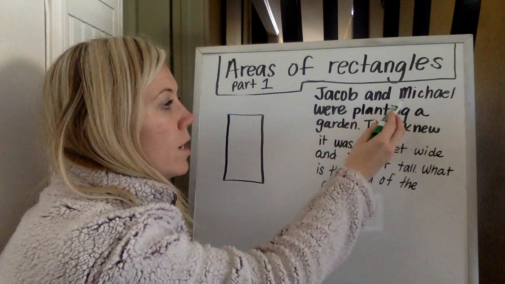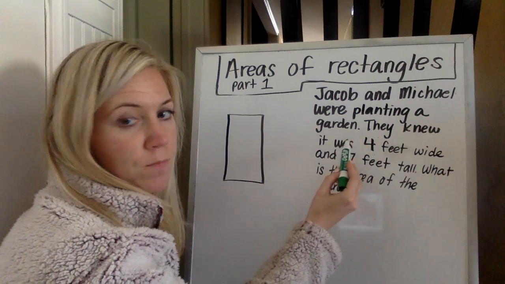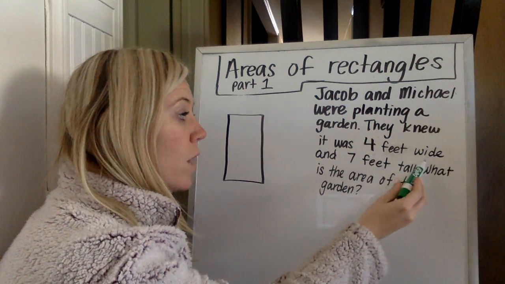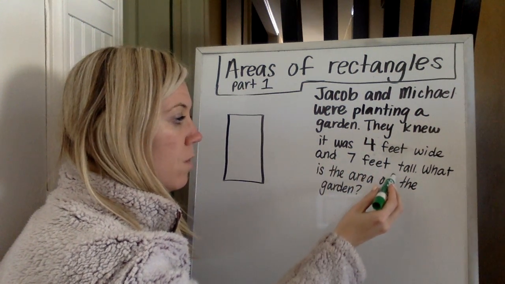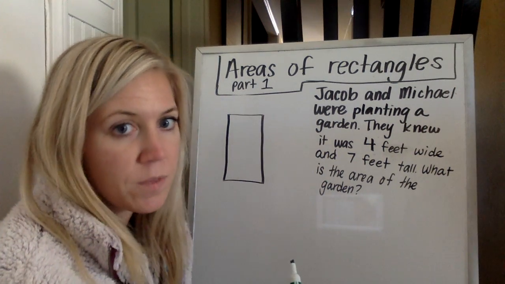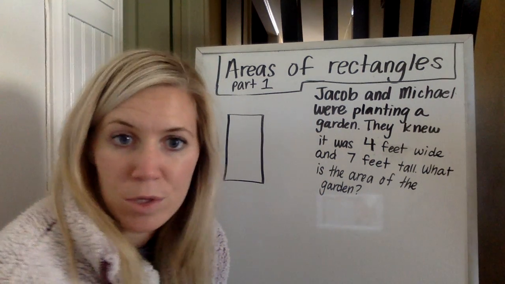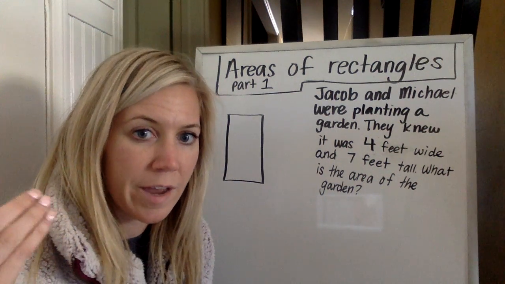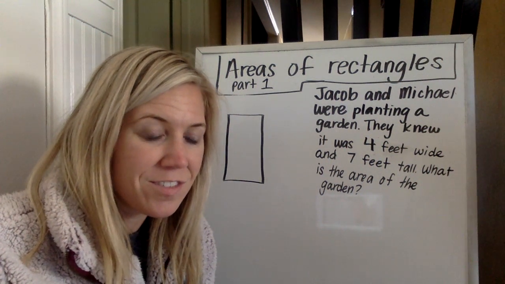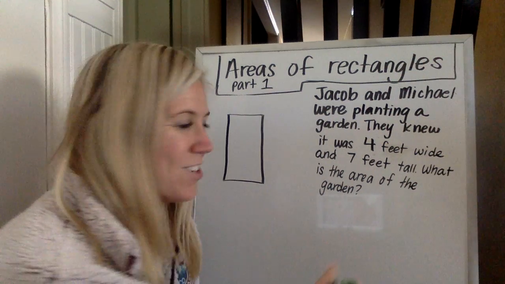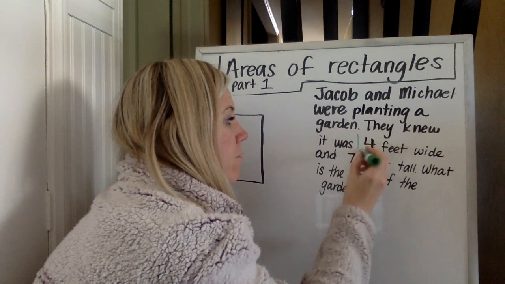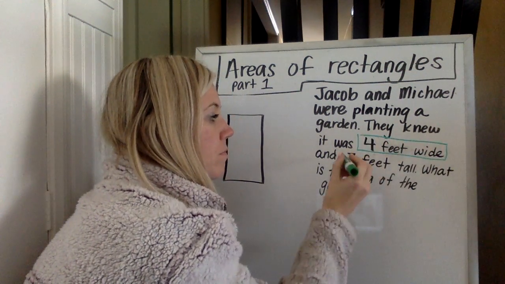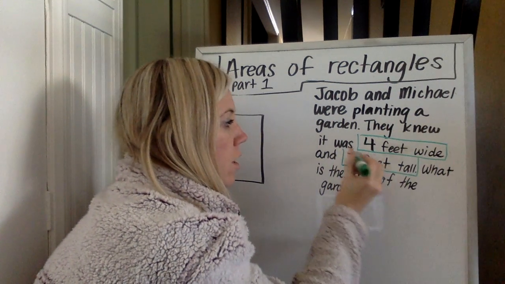So Jacob and Michael were planting a garden. They knew it was 4 feet wide and 7 feet tall. What is the area of the garden? If I were with you, I would ask you, what's our first step for every word problem? And you would say, hopefully you said box out the numbers. We're going to box out 4 feet wide and 7 feet tall.